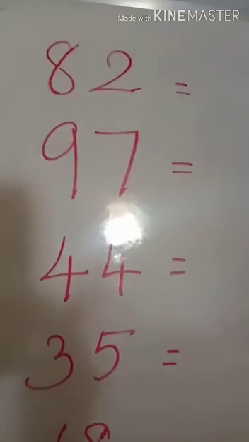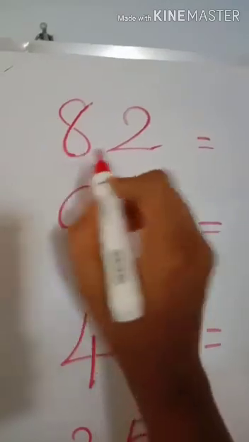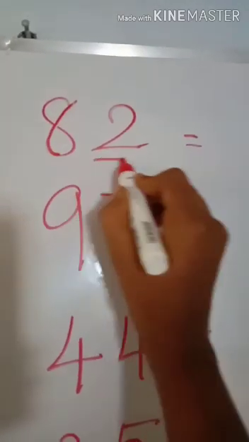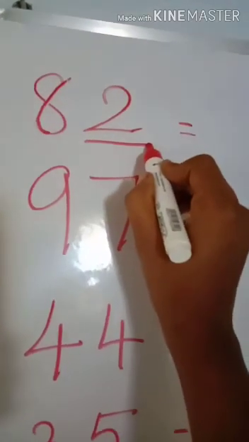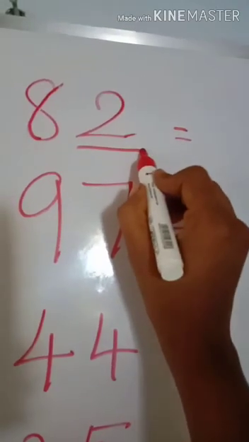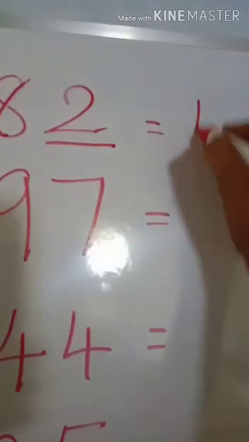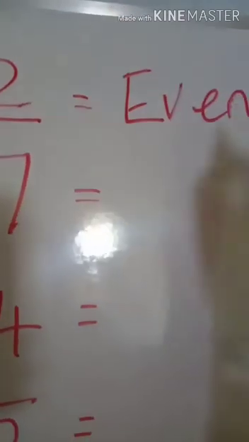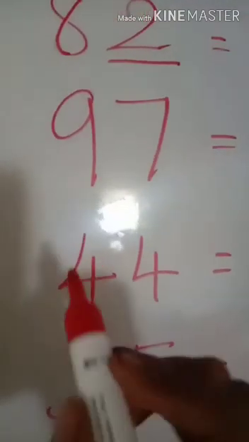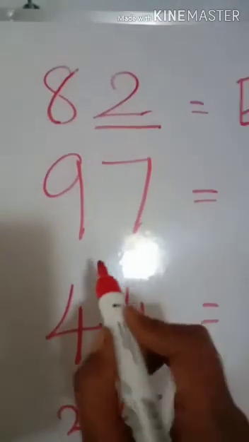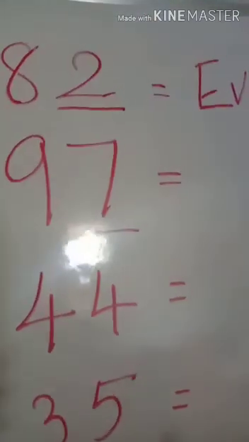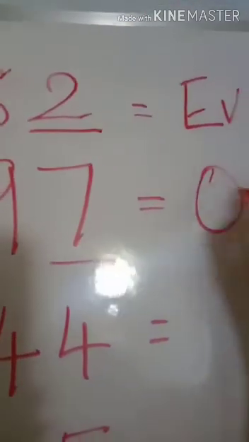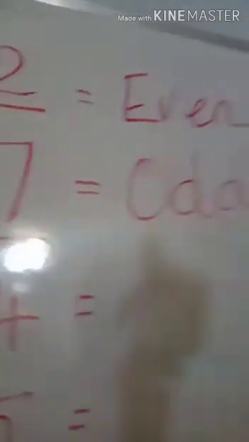Here are some numbers given. You can see here 82. See, in the ones place we got 2. It ends in 2. So it is an even number. Next number, 97. We got 7. It ends in 7. So it is an odd number.